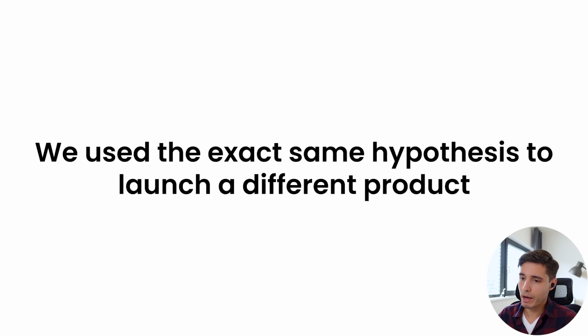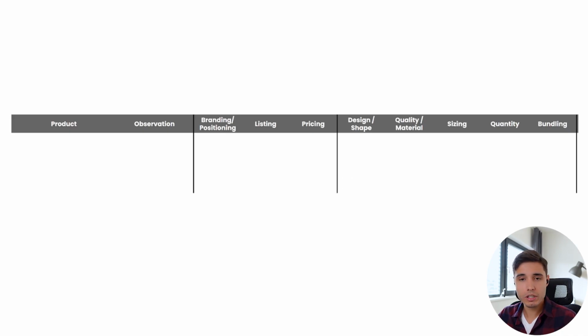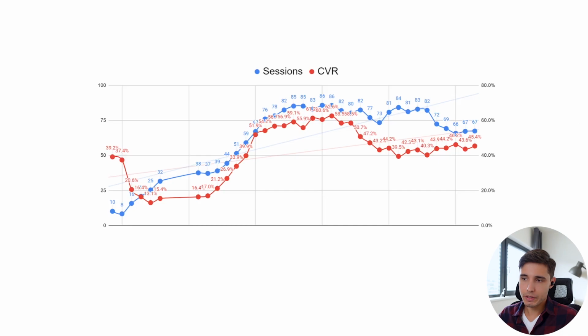We used the exact same hypothesis to launch a different product, right? So all of these were the same. The branding was the same, the positioning, the listing style, the pricing strategy. Obviously, it was a different product because we were targeting a different keyword, but all of these were the same. The sizing, the quantity, the bundling, everything else was the same, because we already had the insights from all of these other products we launched before. We knew what worked, what didn't. So everything was the same. Just the observation changed, so we launched for a different keyword. And this is what happened.